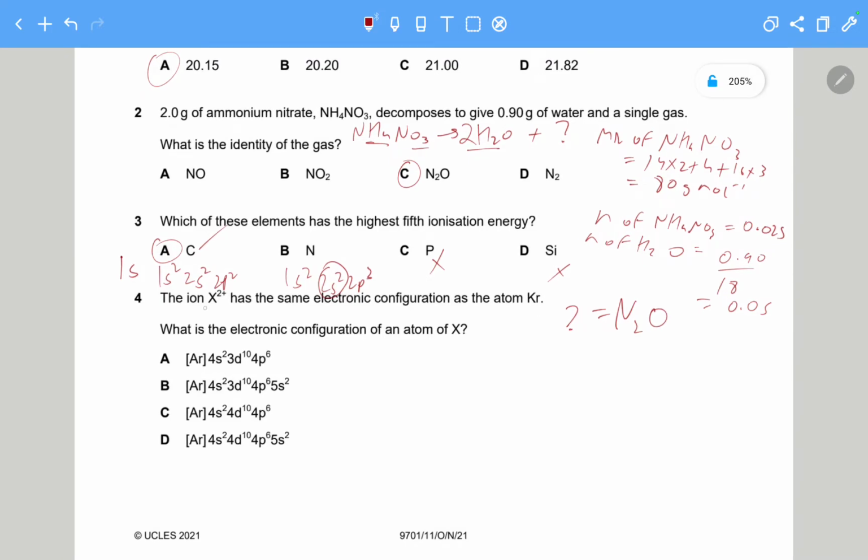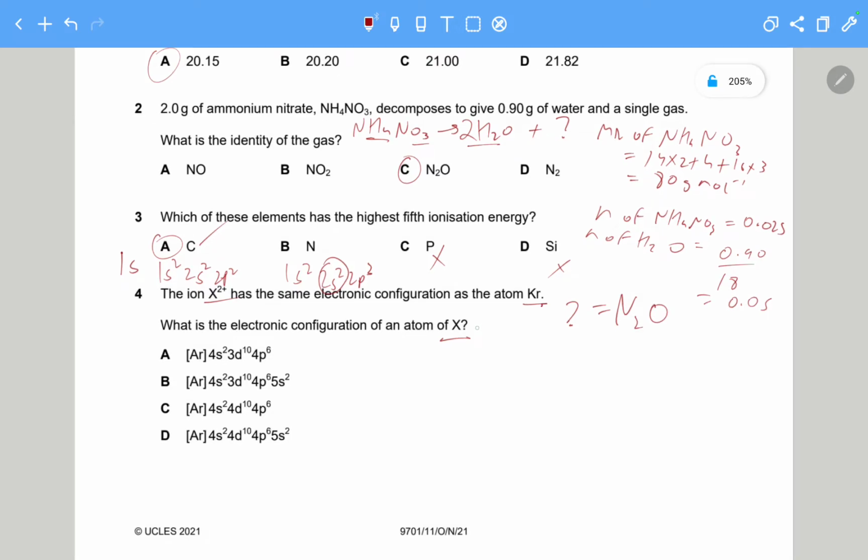Remember, X2+ has the same electronic configuration as krypton, not X. So be very careful about that. Let's look at the electronic configuration of krypton. Krypton is in the noble gases, which means that its last electrons will be in the p orbitals, and therefore we keep that in mind.